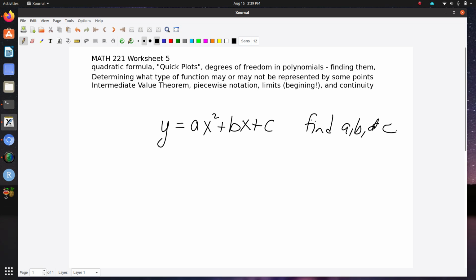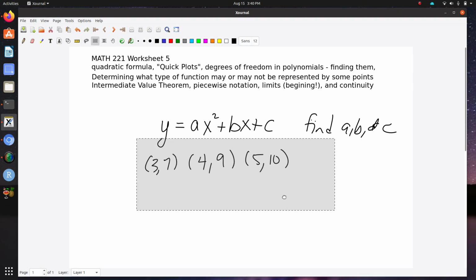All right, so for example, let's say somehow in the word problem somebody told me that at 3 the value is 7, and at 4 the value is 9, and at 5 the value is, I don't know, 10. I literally just made that up. This is probably going to be nasty to solve, and I may not even finish solving it, but the problems that you have for homework shouldn't be that nasty. Okay, so I'm just making this up.